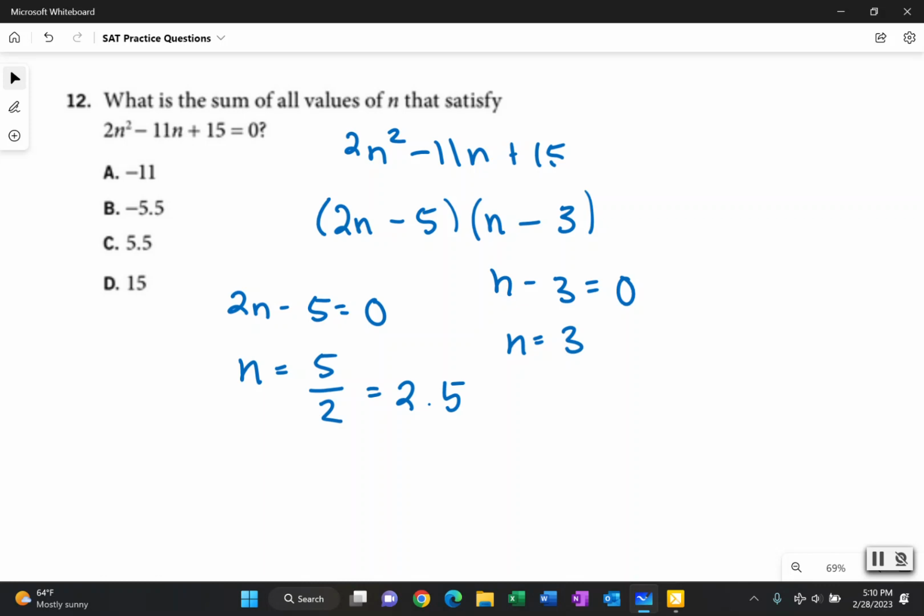So in order for us to solve for the sum, we're just going to add the two together: 2.5 plus 3, and that's going to get us 5.5.